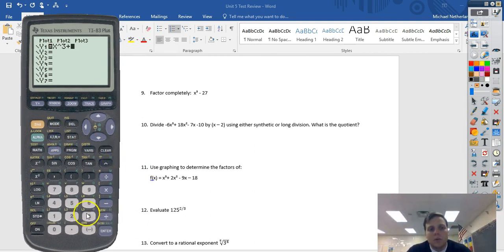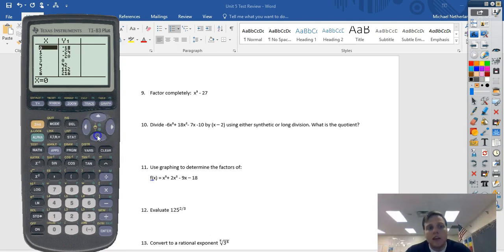So x cubed plus 2x squared minus 9x minus 18. We get a graph. Okay, so first off, how do I determine the factors? Well, I can do that by finding the zeros. So it's important to know what my zeros are. It looks like they're where the graph crosses the x-axis, here, here, and here. My zeros are just where I cross the x-axis. So first off, we know there are 3.